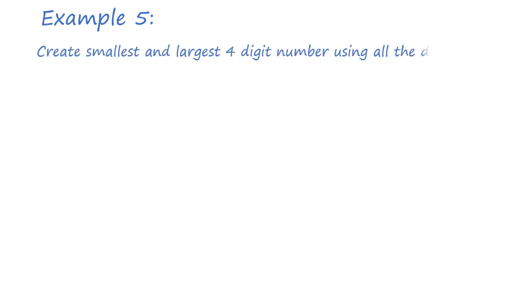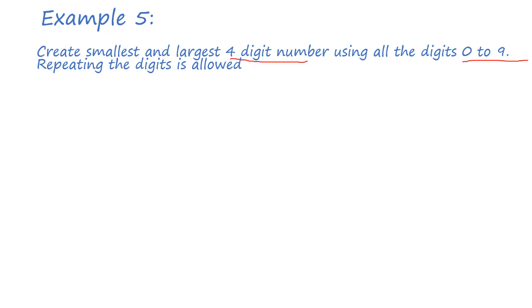So let's continue with another example of similar kind. This time the problem is to create the smallest and largest 4-digit number using all the digits, that is 0 to 9, and repetition is allowed. Repeating the digits is allowed. So again, let's take a moment to understand the problem. We want to create 4-digit numbers using digits 0 to 9 and repetition is allowed.